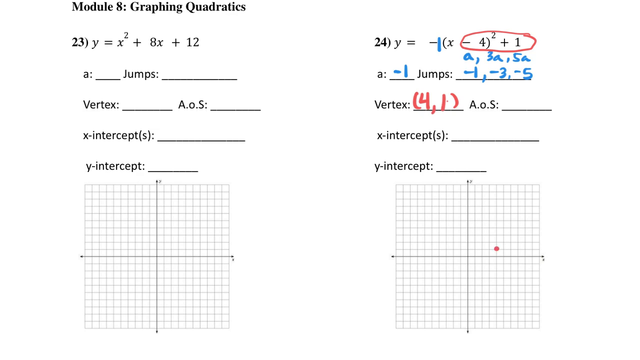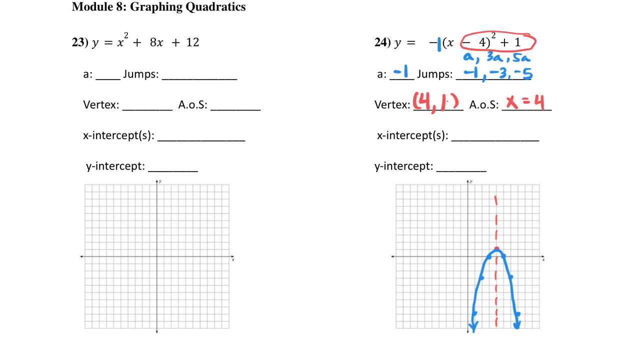And then my axis of symmetry is always x equals the x spot of my vertex, so that would be 4. And so you can imagine there's a little dashed line right here. And then I can do my jumps from there. So I go down 1 to the right one and down 1 to the left one. And then from those points, I'm going to go down 3. And then I'm going to go down 5. And then I can connect with the curve.